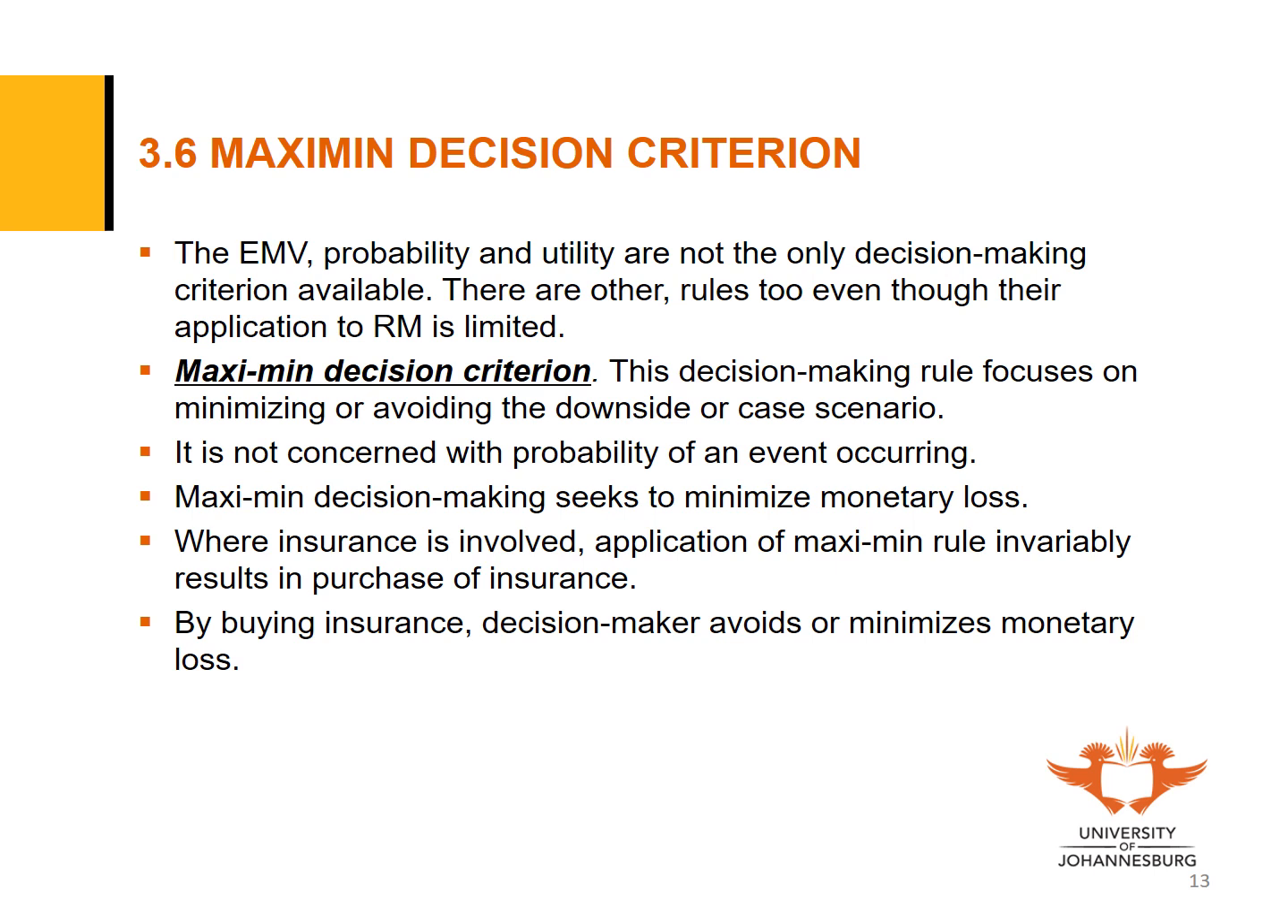So where insurance is involved, the application of this maximin decision criterion invariably results in the purchase of insurance because you want to minimize your loss. So you're paying every month 500 Rand for car insurance, but you could have damages of 20,000 Rand. Okay. So by buying insurance, decision makers avoid or minimize the monetary loss. Yes, you're losing money every month by paying the insurance, but it's not nearly as much as it would cost you should you meet up in an accident.